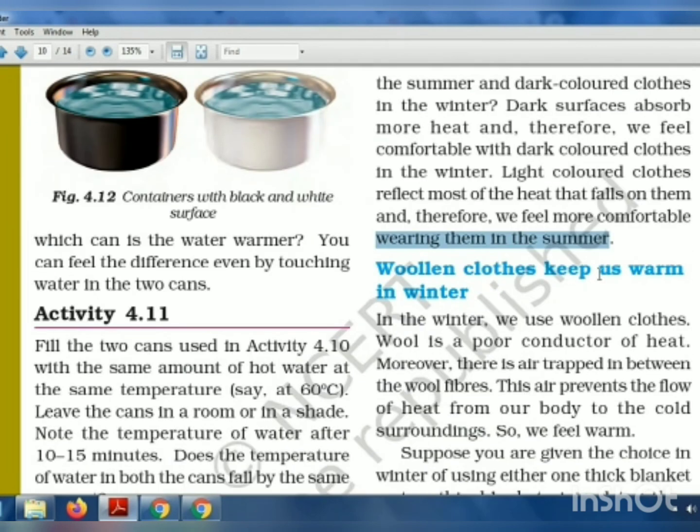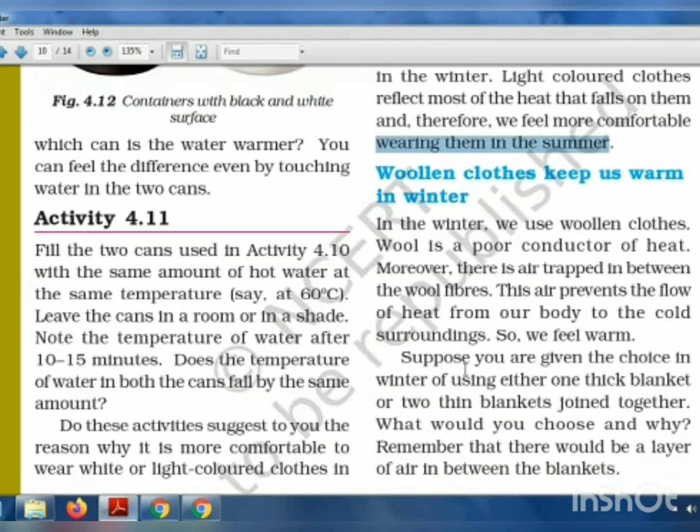So woolen clothes keep us warm in winter. In the winter season we use woolen clothes because wool is a poor conductor of heat. Moreover, we saw in the third chapter that air is trapped in between the woolen fibers, right? So this air prevents the flow of heat from our body to the cold surroundings. So that is also a reason that we feel warm.